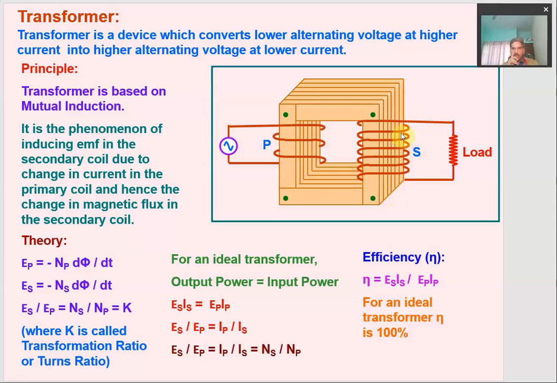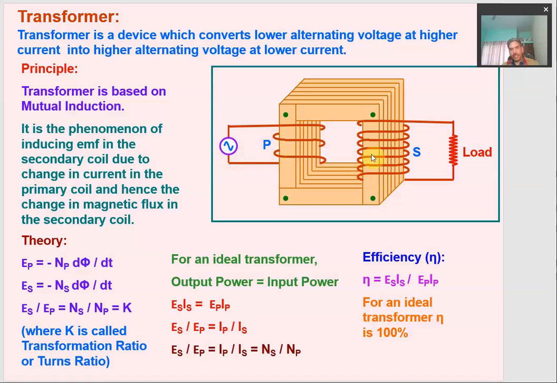Now we can talk about the basic theory which works during the transformation of voltage from low to high or from high to low. Because we are feeding alternating current, which is a changing current, in the primary coil, in the input circuit of the transformer, a changing flux is produced in the primary coil.